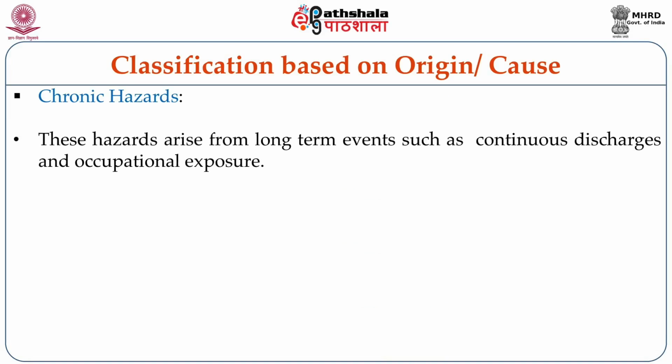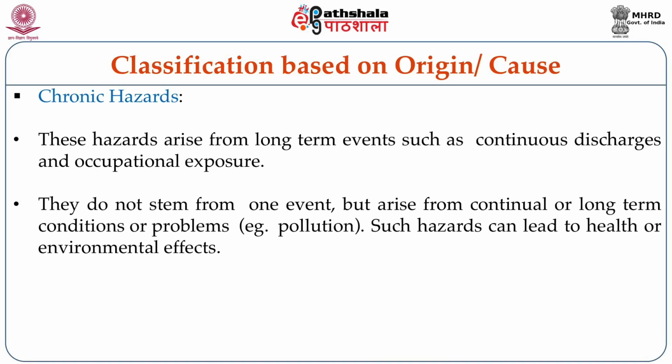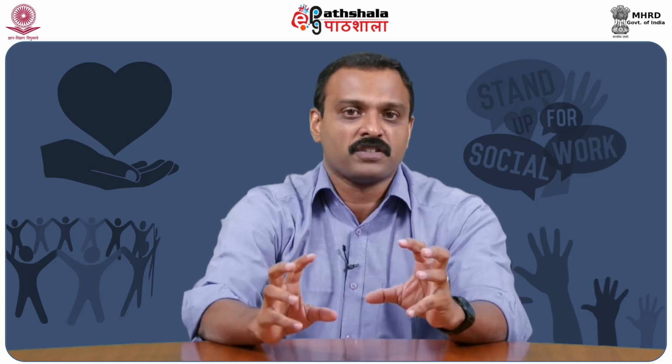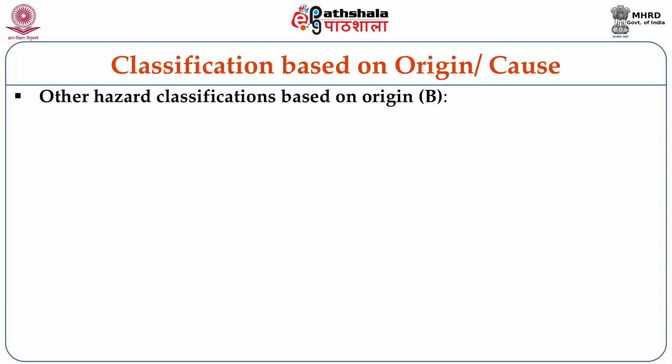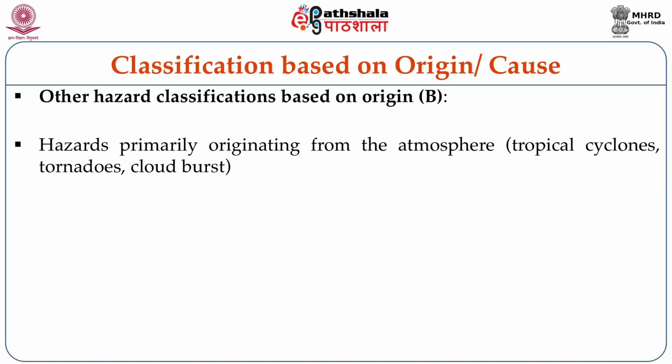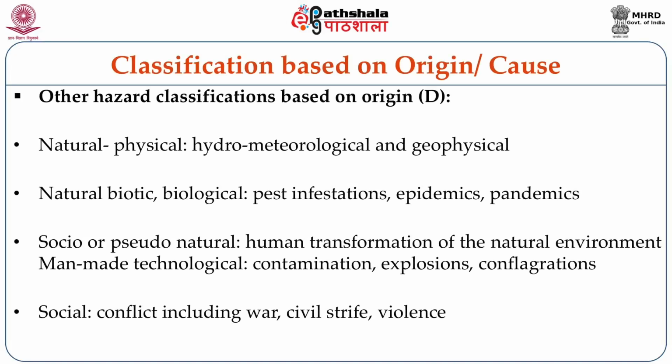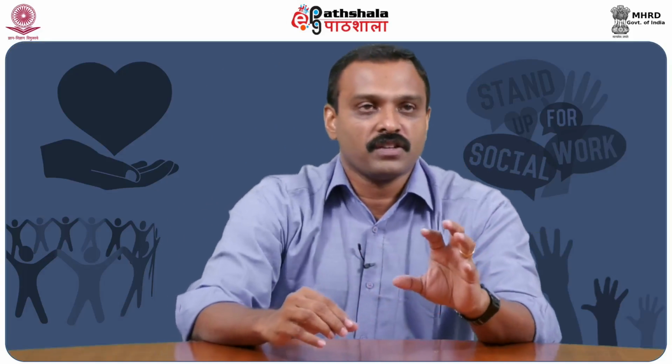Chronic hazards. These hazards arise from long-term events such as continuous discharge and occupational exposure. They do not stem from one event but arise from continual or long-term conditions or problems. Example, pollution. Such hazards can lead to health or environmental effects. Chronic hazards are the type that will be most affected by changes in the global environment. Technological and chronic hazards may be called human-induced hazards because a large part of responsibility lies with the human being. The other hazard classification based on the origin: hazards primarily originating from the atmosphere, endogenous or exogenous origin. These are very simplified categorizations based on the origin. And the last one based on the origin is natural, biotic, socio or pseudo-natural, man-made, technological, social, conflict, including war, civil strife, and violence. So so far we have discussed the classification based on origin.